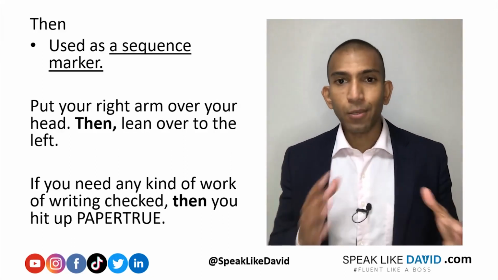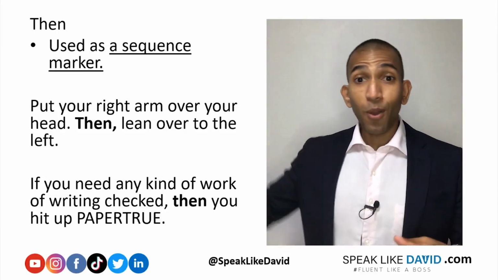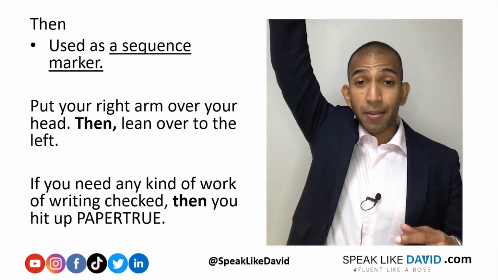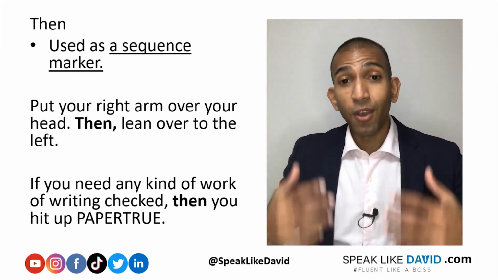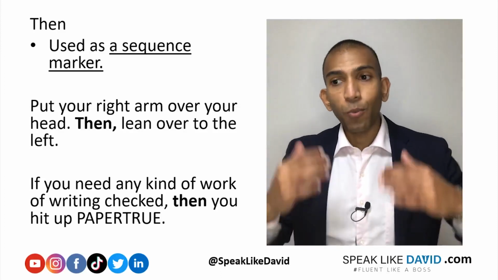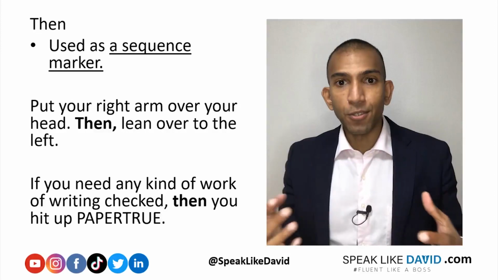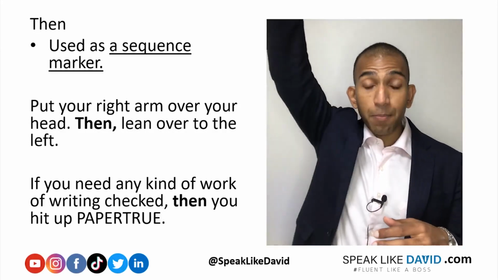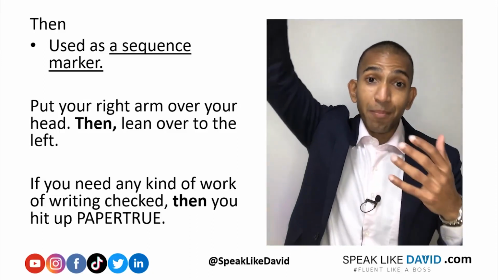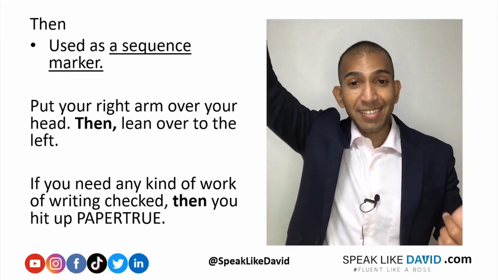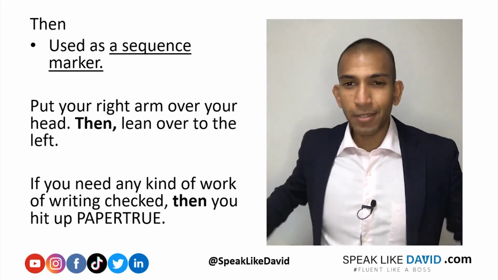Here's what I mean by a sequence marker. You'll get the idea from this example. Put your right arm over your head and then bend over to the left. So I'm giving you instructions on how to do a stretch. And so when I'm explaining the steps or the sequence of what you need to do, I'm explaining the first step, and then I use then to say that I'm about to explain the next step. I'm actually not demonstrating that to you correctly. I mean, when I just did that, I didn't feel anything at all.